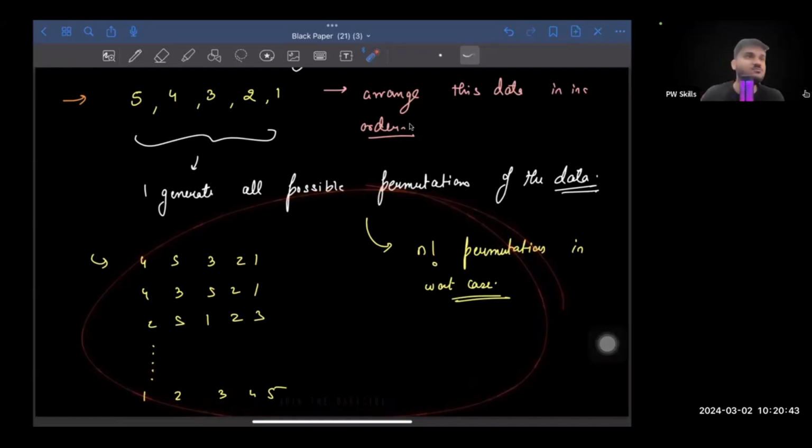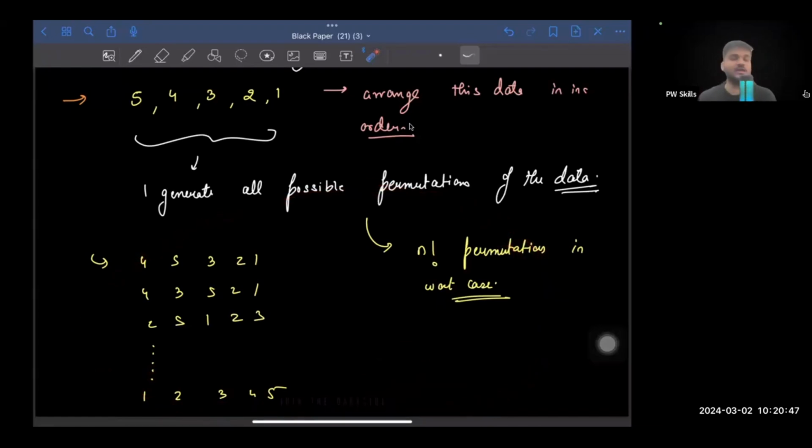So this is the worst possible sorting algorithm. Here we are not taking anything specific. We are just going by the definition of sorting. That definition of sorting is arranging data, and arranging data means permutation.